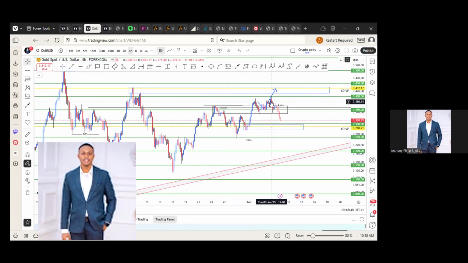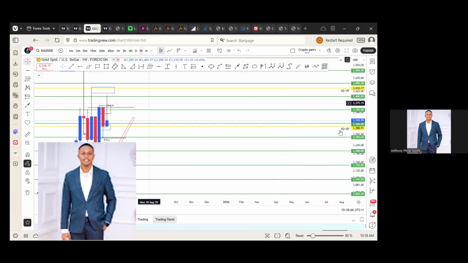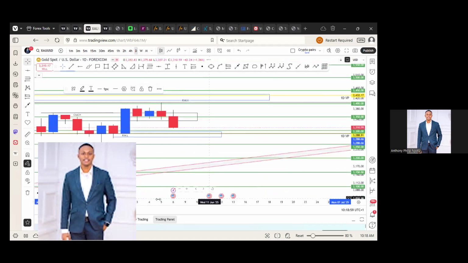So let's update this current chart. To update it, you go to the weekly time frame. Then on the weekly time frame, we mark out the previous week high and previous week low. This is the previous week high. This is the previous week low. We break the previous week high, we go higher. We break the previous week low, we go lower.